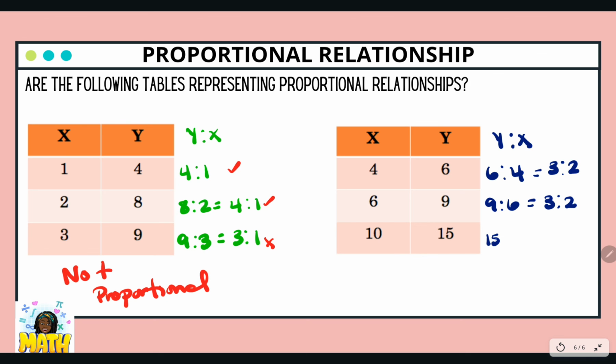And then 15 to 10 can also be simplified. 5 goes into 10 two times, 5 into 15 three times. So here we find that all 3 ratios, when simplified, are equivalent. Therefore, this relationship is proportional. And what would be the constant of proportionality? The constant of proportionality would be 3/2.